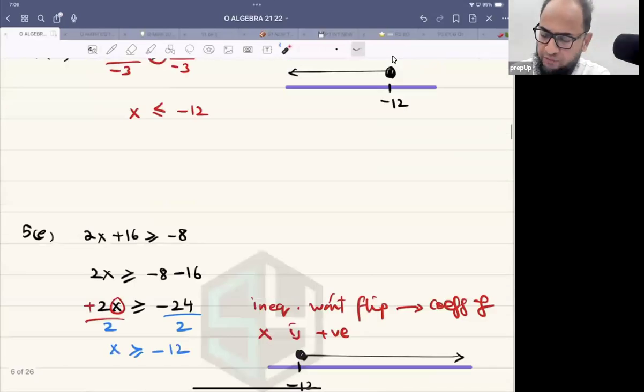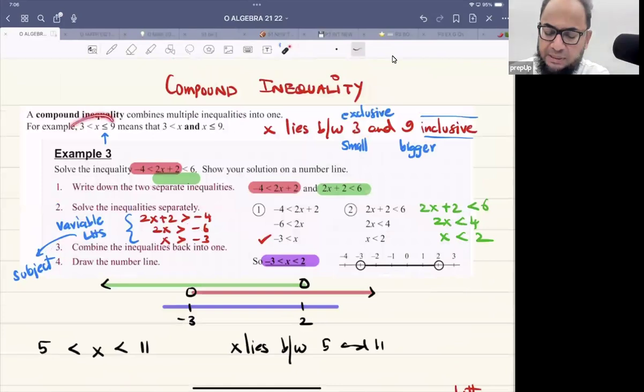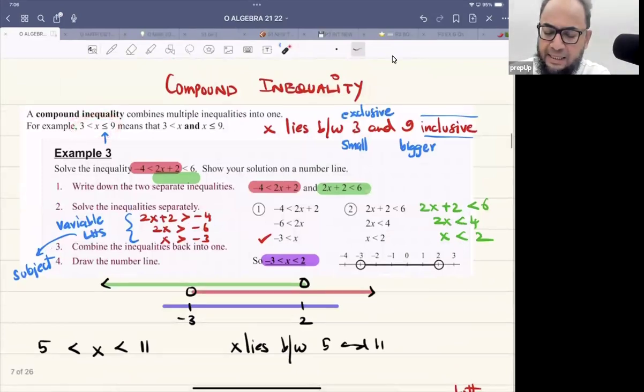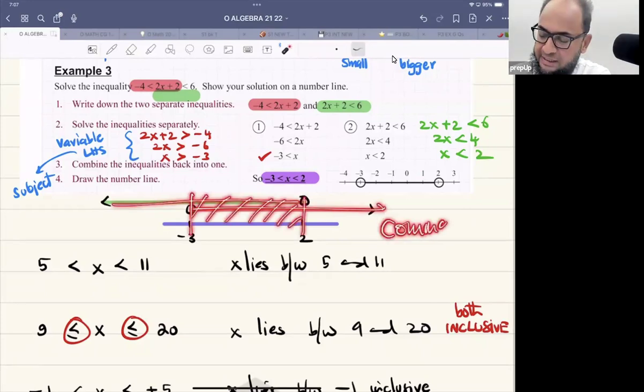We solved some inequalities which were compound inequalities. That means there were two inequalities. x is greater than 3, lesser than or equal to 9. When we solve this, 2x plus 2 is greater than -4, lesser than 6, we solved it separately and we plotted the result on the number line. If they are traveling in opposite direction, the overlapping region, the common region, is the answer.